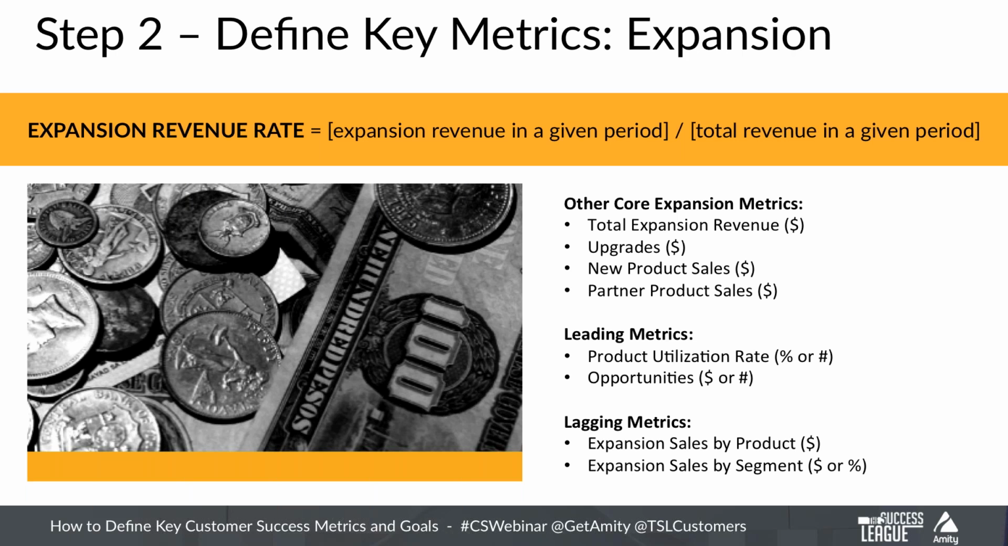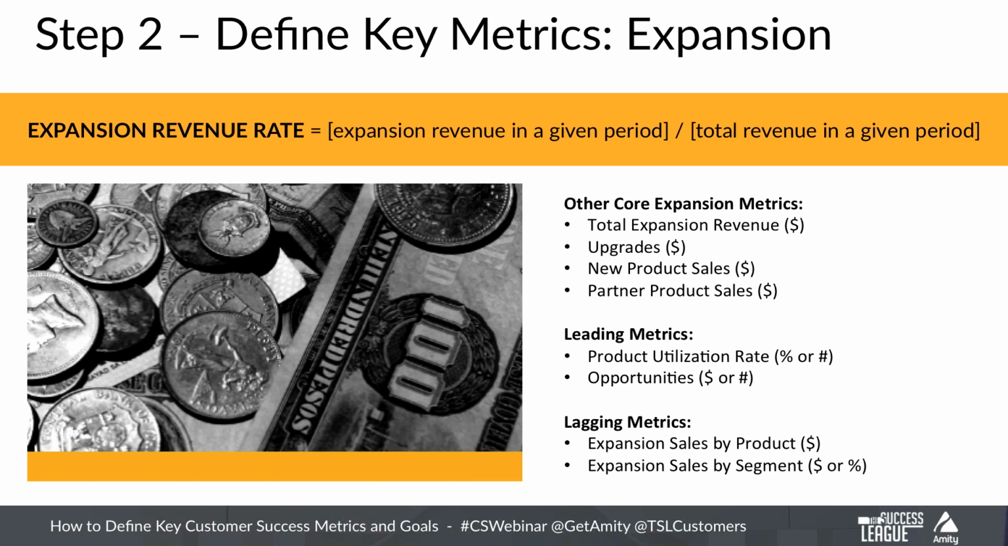Other core expansion metrics could be called out, like upgrades, new product sales, and partner product sales. Again, there's a lot of variation from company to company in terms of how granular people get with these expansion metrics, but it's effectively anything that existing customers are purchasing. Some leading metrics in this area are product utilization rate. That could be on a percentage or a count basis. So how are customers using your product? Customers that are using your product more fully may be candidates for upgrading. You may have opportunities that you uncover during quarterly business reviews or regular calls. Those opportunities are also a leading metric.